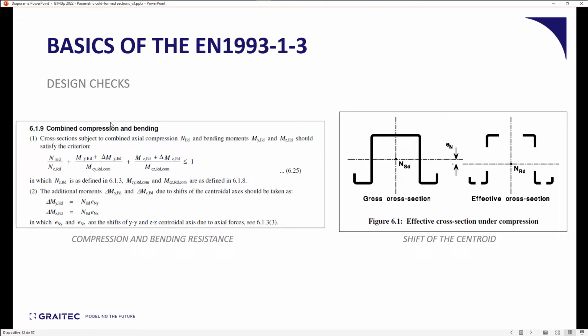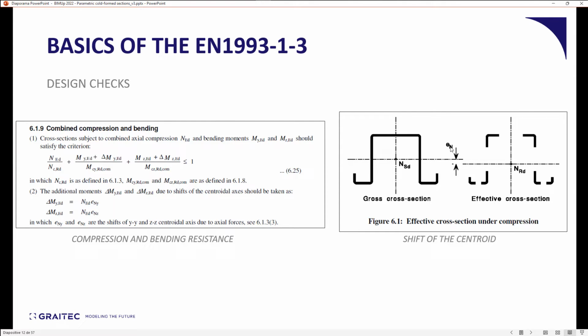You can see here when we have a mix of compression and bending, you have some additional moments that you have to consider in the design, and these additional moments, the delta My and delta Mz, are due to the shift of the centroid of the section.